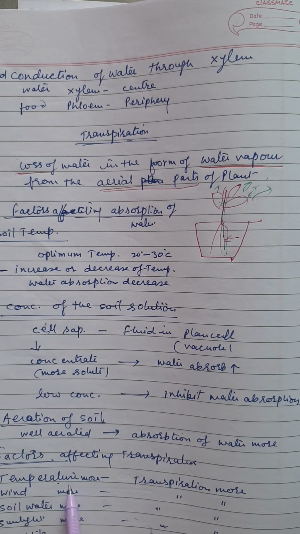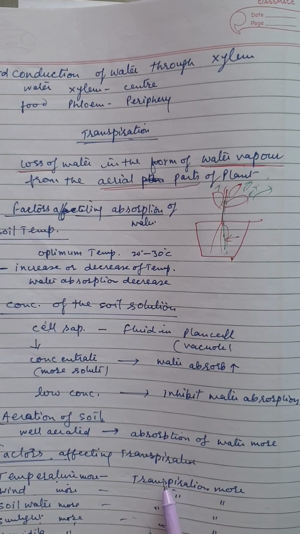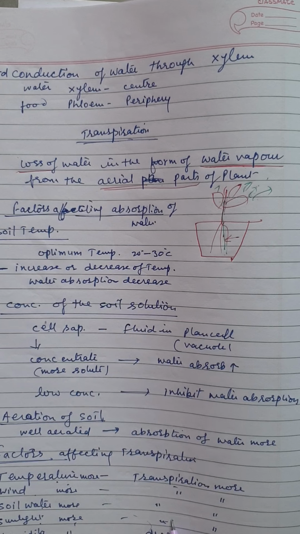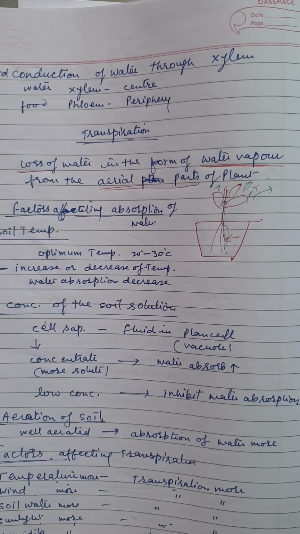They are directly proportional to the transpiration. Temperature, wind, soil water, sunlight: if they increase, the transpiration rate increases. If the humidity increases, in the rainy season, in a humid environment, the transpiration rate is decreased.